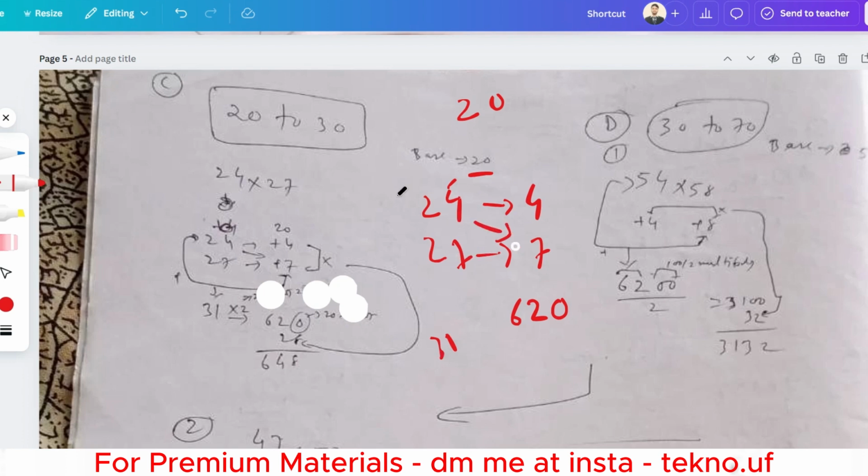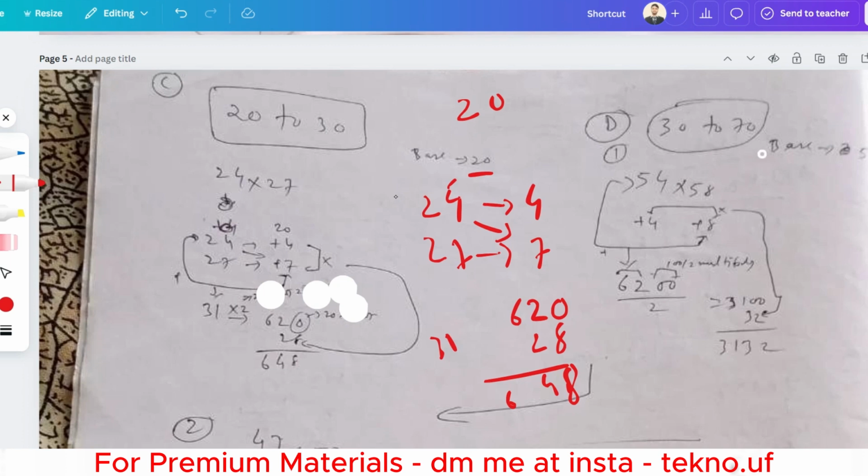Okay, you can add this way or this way as well. So 24 plus 7, that is 31, and you have to multiply this with 2 and add 10. That is 620. Then just multiply this number, 7 4s are 28. So this becomes 648. So this is the shortcut trick for this range, 20 to 30.